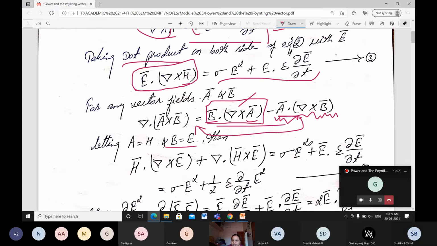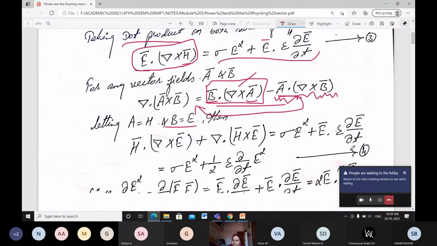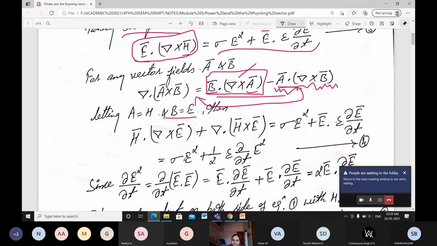That is sigma E square plus E dot epsilon dou E divided by dou T. That is nothing but, when I multiply these two, I will be getting sigma E square plus 1 by 2 times epsilon dou by dou T of E square. This if I multiply, I will be getting E square here, and we take this equation as 4.